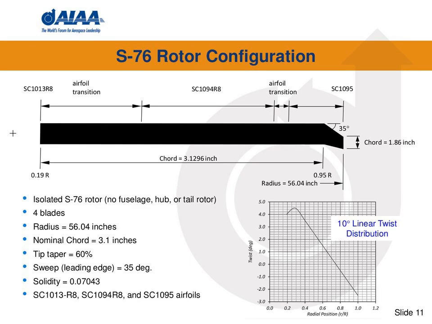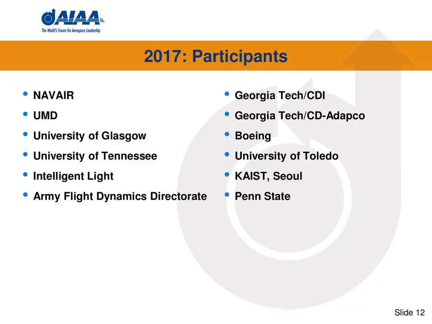For rotor heads, this is the actual S76 configuration. I'm not going to go through all the details here, but it's a very realistic configuration. It's very similar to the UH-60, but with a linear twist. We had 17 participants. Largely, the rotorcraft community is not that big when compared to fixed wing, so the players are usually the usual suspects.